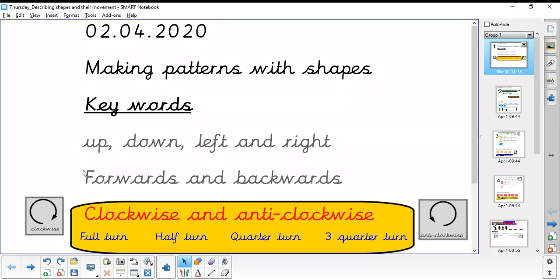There are some keywords that we've been looking at throughout the week, and today's keywords that we need to be using are clockwise and anti-clockwise, full turn, half turn, quarter turn, and three-quarter turn. Remembering that clockwise is the way that the hands around a clock move, and anti-clockwise is the opposite direction of the way that the hands move around a clock.